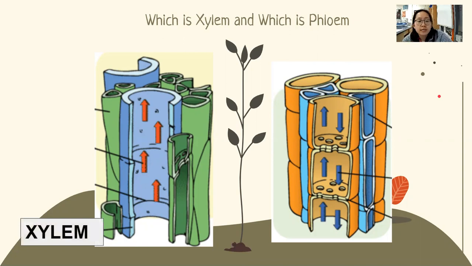So the answer is that the left one is the xylem because, as you can see, there are things only moving upwards, which would be water and minerals. And then the one on the right is the phloem because the sugars are moving up and down to go where they're needed to be used up and to go down where they're being stored in the roots.